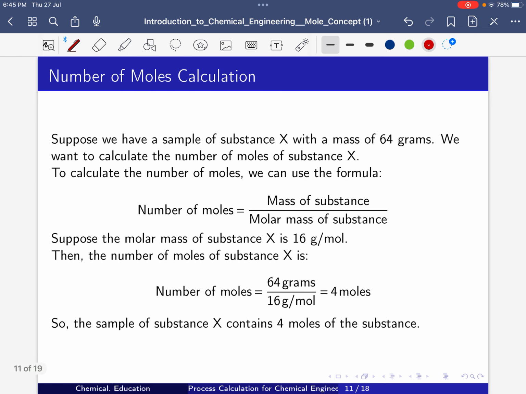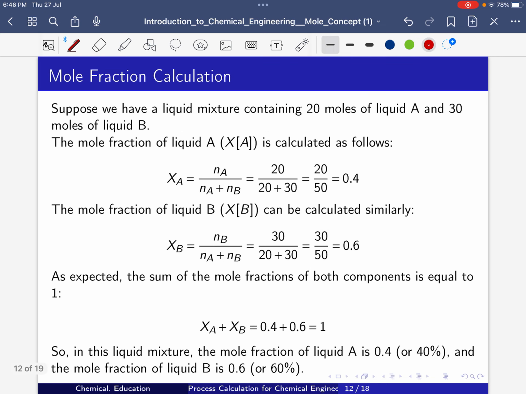Now the number of moles calculation. Suppose we have a sample of substance X with a mass of 64 grams. We want to calculate the number of moles of substance X. To calculate the number of moles, we can use the formula: number of moles is the mass of the substance divided by the molar mass of the substance. The mass is 64, and the molar mass is given, suppose 16. So we can calculate the number of moles, 64 by 16, which is 4 moles. Small maths.